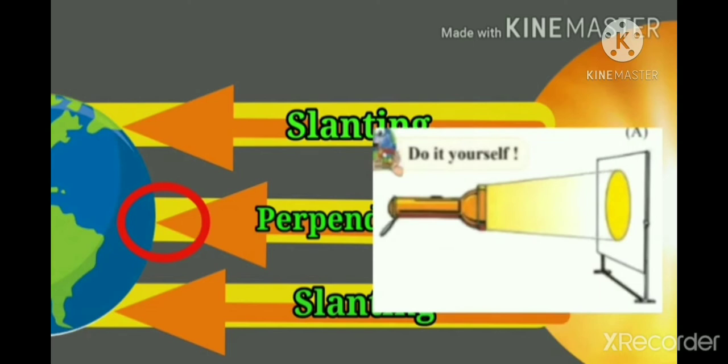Okay. The slant rays, you can see the first and the third one. The slant rays occupy a larger area. In this area, the sunshine appears less bright and there is less heat. Hence, the surface there gets less heated and the air too is less hot. Means the slant rays falling on the earth will occupy the larger area, right? So, the heat will be very less there as compared to the perpendicular ray.